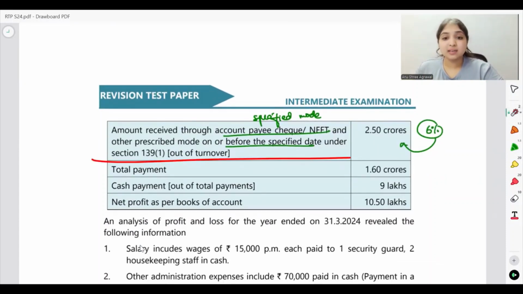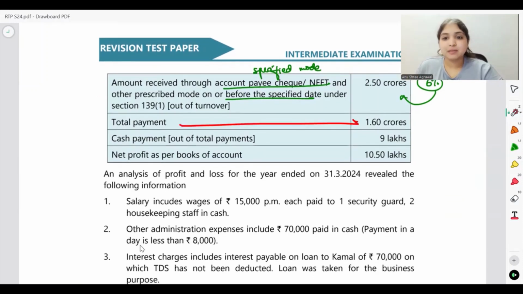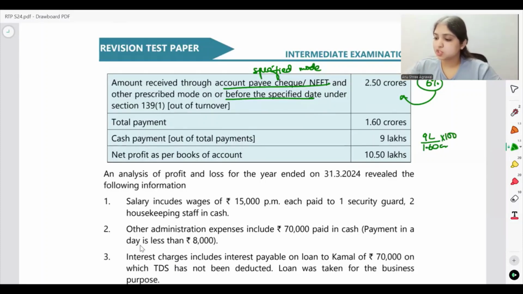Then, so all this till here was about receipts. Now they've spoken about payments. So total payment is 1.6 crores. Cash payment is 9 lakhs. So what is the cash payment percentage? Cash payment is 9 lakh divided by total payment of 1.6 crores into 100. This is going to be what percentage? Calculate. This is going to be 5.625 percentage, guys. So cash payments, if you see, are more than 5% of total payments.